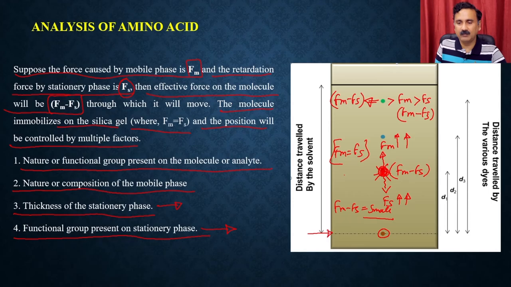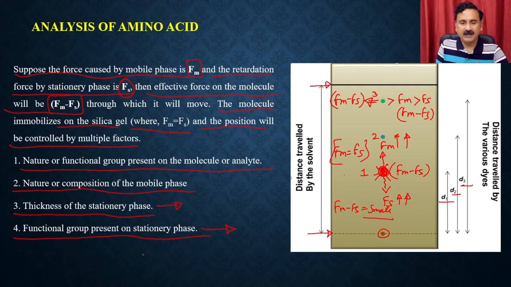So for example, at this point I have started putting the spot of the mixture, and then the solvent started running, right? When the solvent reached the end of the plate, or at least 75%, I can just stop this and develop this spot. Then I calculate the distance run by the solvent, and also the distance run by each individual spot. So for example, this is spot number 1, this is spot number 2, this is spot number 3, and the distance of spot number 1 is D1, of spot number 2 is D2, and of spot number 3 is D3.